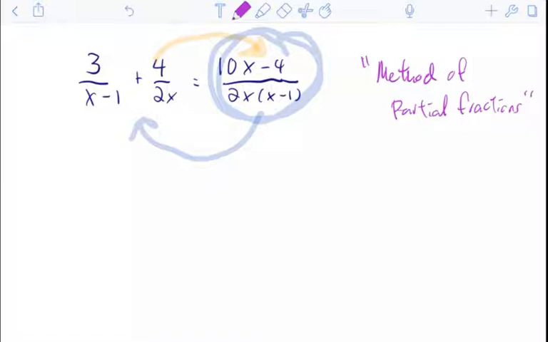Okay, so I mentioned as we started that it's kind of like the Heimlich maneuver. It's not something you can use all the time. So when can you use it?